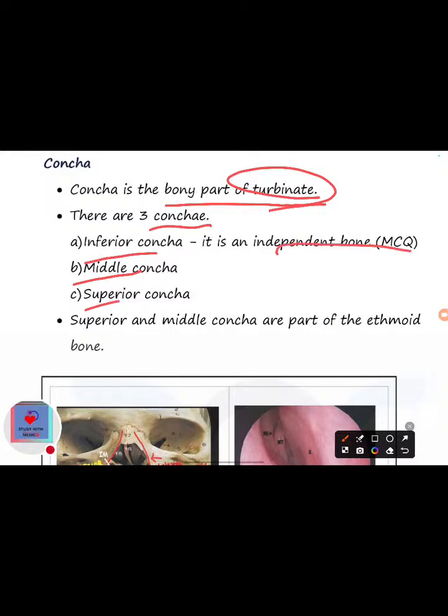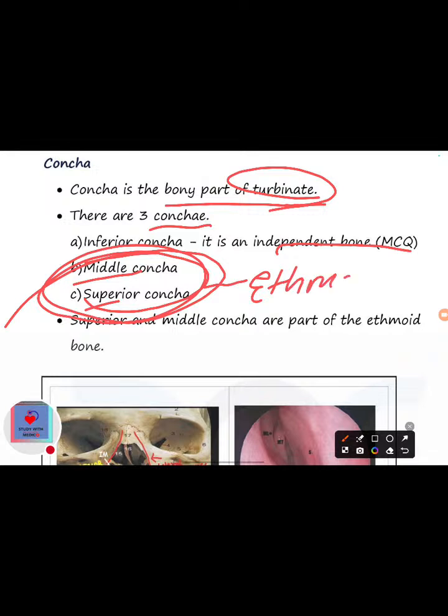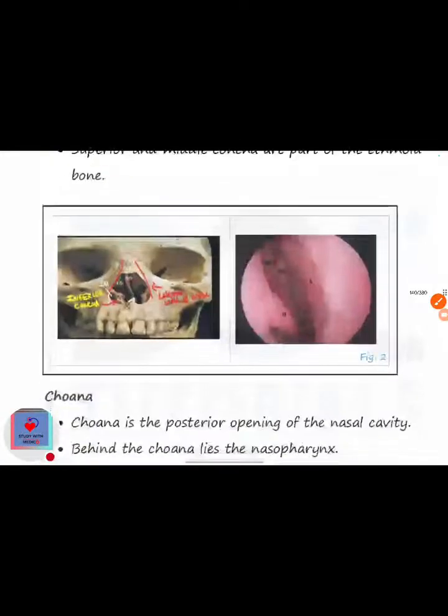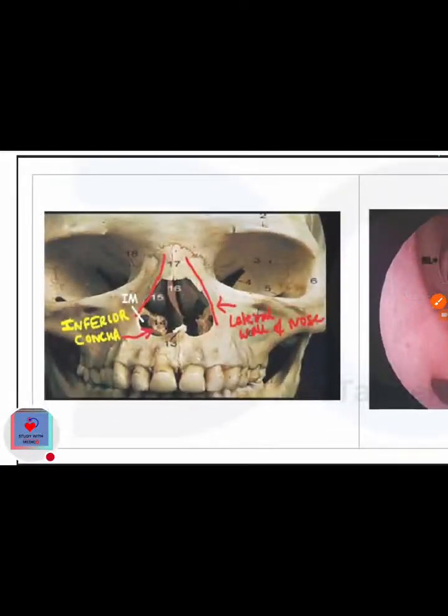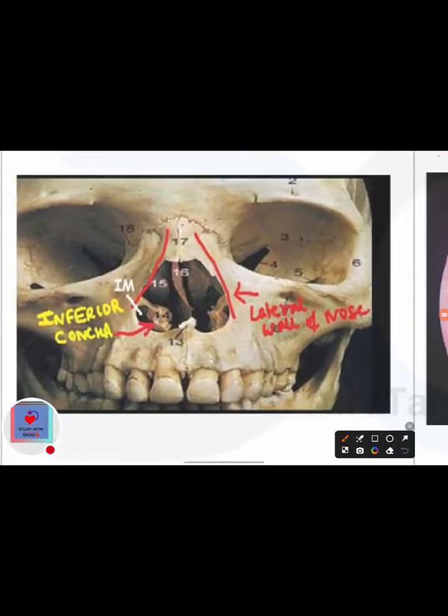The inferior concha is an independent bone. The superior and middle turbinates are part of the ethmoid bone, but the inferior turbinate is an independent bone hanging. If you see this diagram, the lateral wall of nose and these are the turbinates. The inferior concha is the independent bone, whereas the others are part of this one.